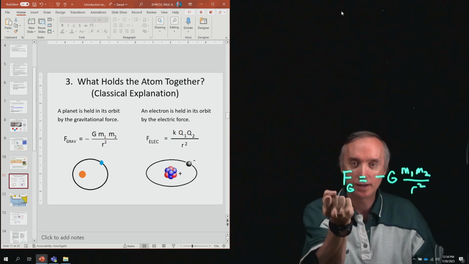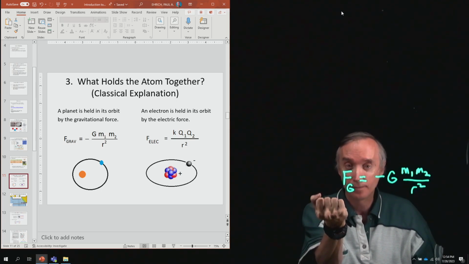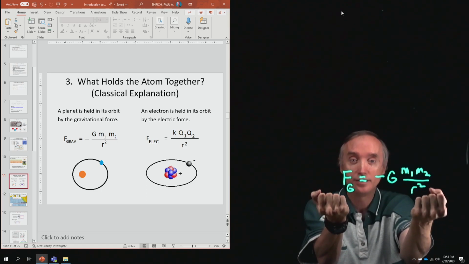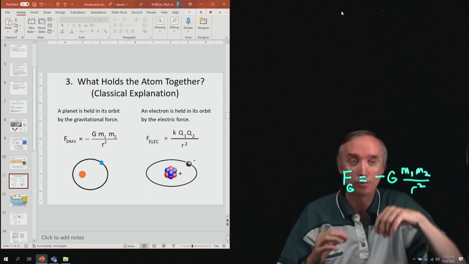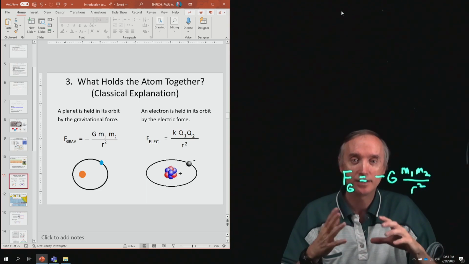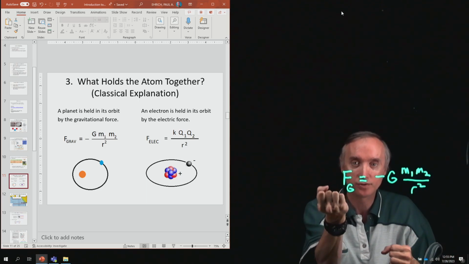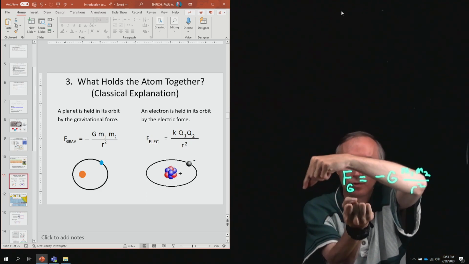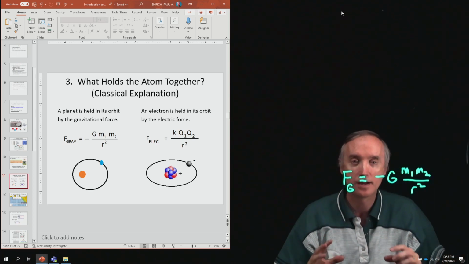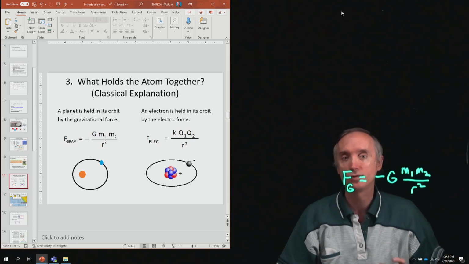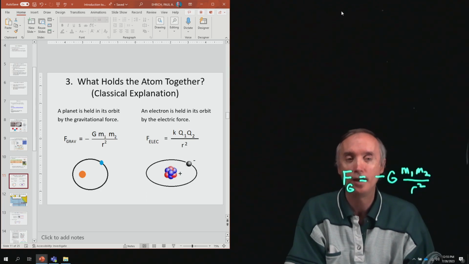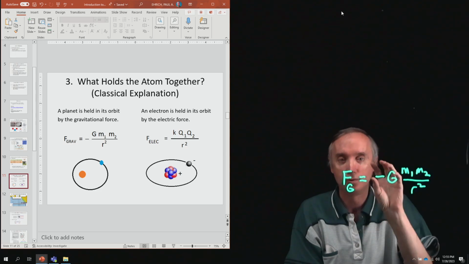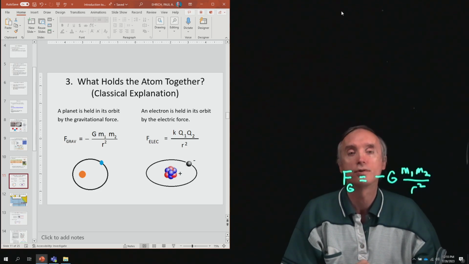Now, if this mass is the sun, and this mass over here is a planet, then they will go into orbit around each other. You can't tell that the star is moving very much, but you can definitely tell that the planet would go into orbit around that star. So it's the force of gravity that would hold a planet in its orbit. All right. Don't worry about the formula. We'll get to this later in the course.